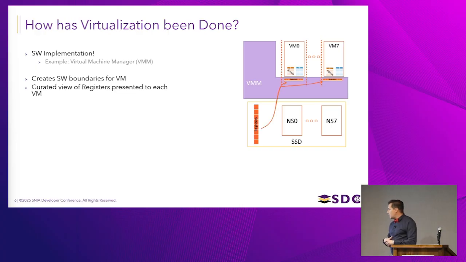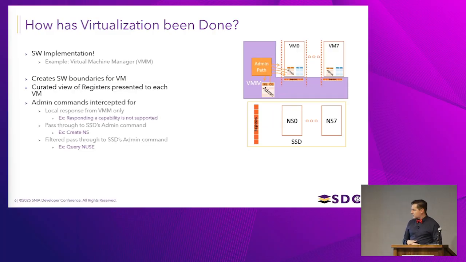They end up creating this curated view of any registers that they present to each VM, and it can be a different representation for a different VM. Potentially one VM is legacy from the 80s and another is one that spun up yesterday. So they can have a very different curated view of what they present to those VMs. From this VMM perspective, the admin commands will come in and they have 3 major different paths that can be happening through the VMM. There might be a local response from the VMM.